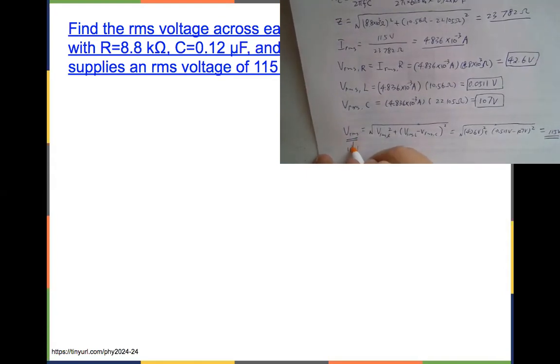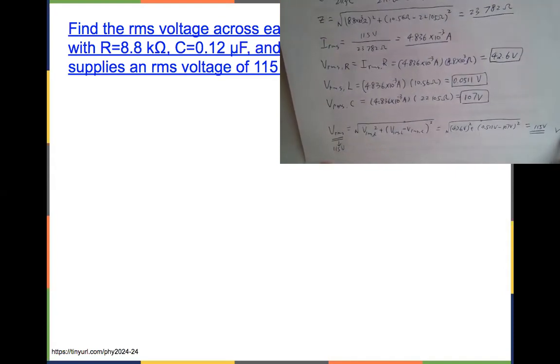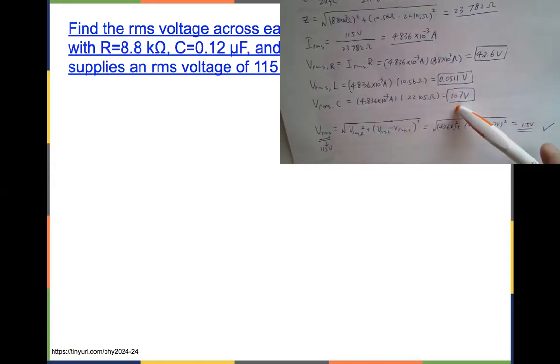So this side is this much, and the right-hand side is also that much. That means what I got for those three answers is correct. Otherwise these wouldn't equal each other. All right.